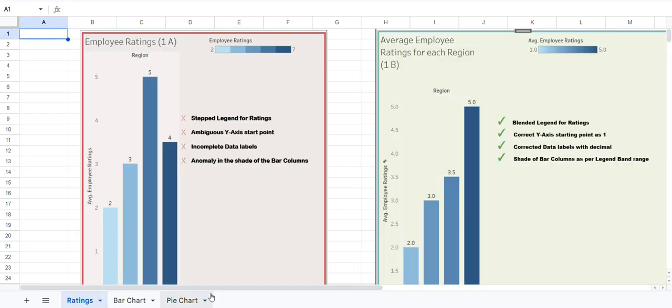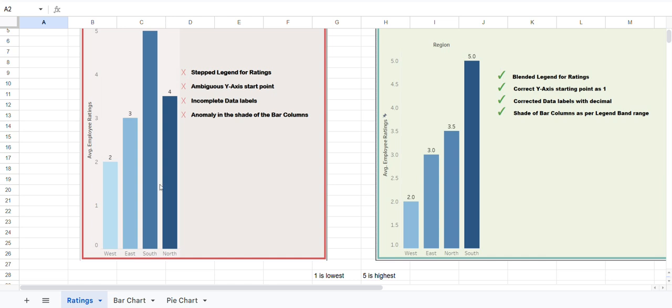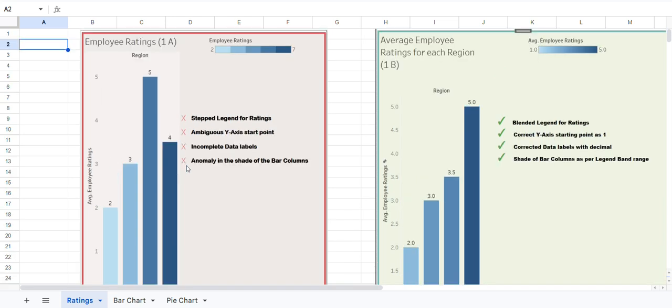Now comes the ratings. This is a very interesting one, I think, from the perspective of not only design principle but understanding the data quality and quantity. Now, as you know, employee ratings, for example, are being rated from 1 to 5. Like 1 star, 2 star, 3 star, 4 star, 5 star. But is it really correct to show it in this format?